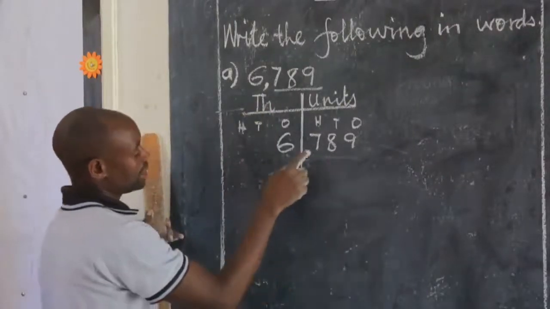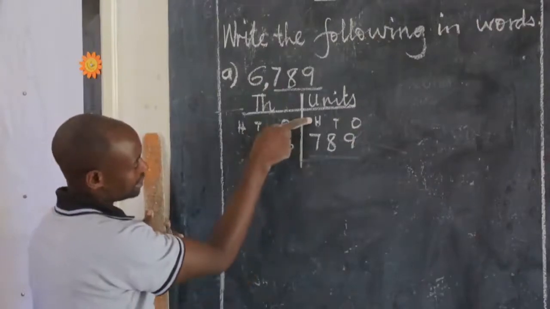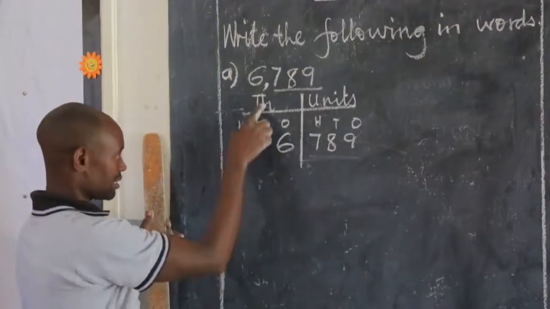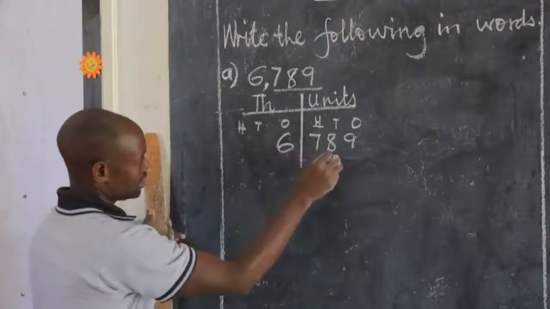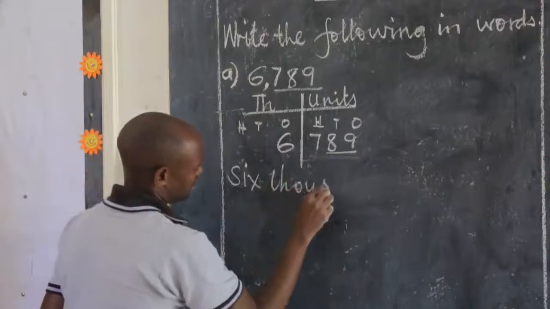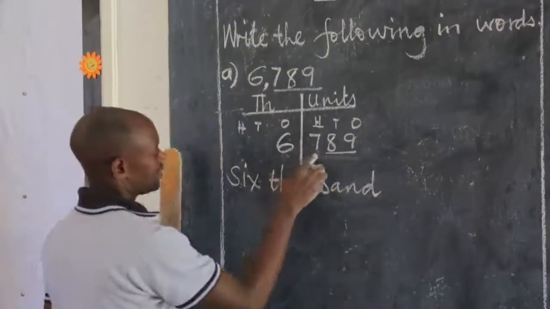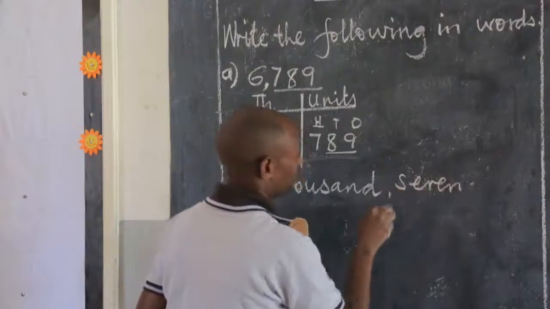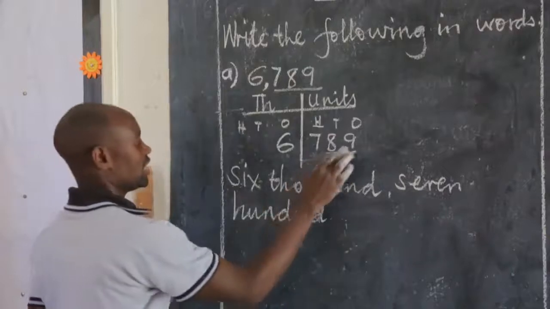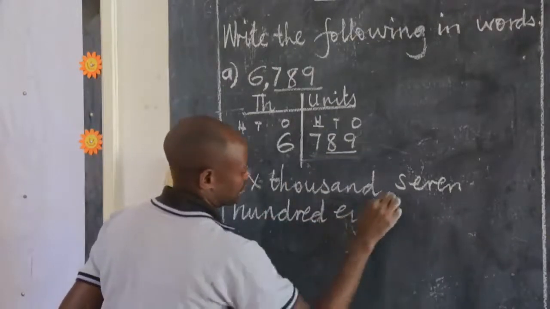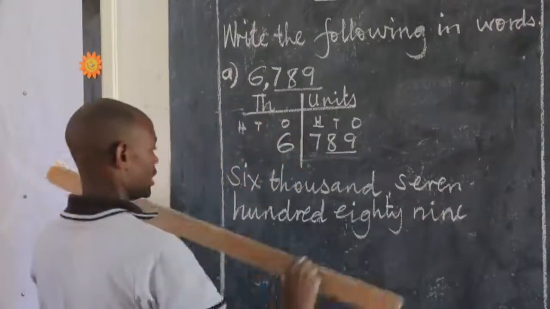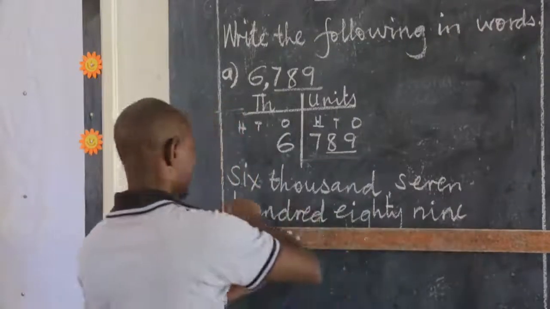Then how do we read this one? This one is 700. Then 89. So the whole number will be 6,789. 6,700. Then 89. Okay? So here I have written my number.